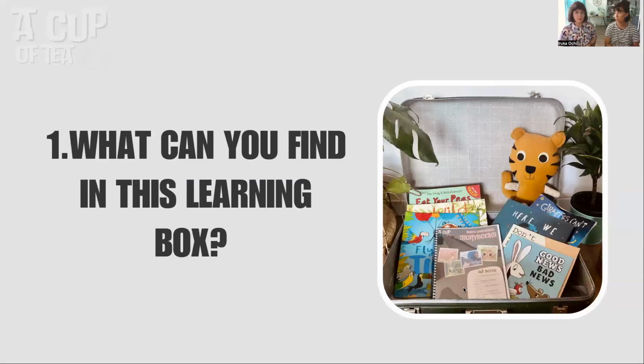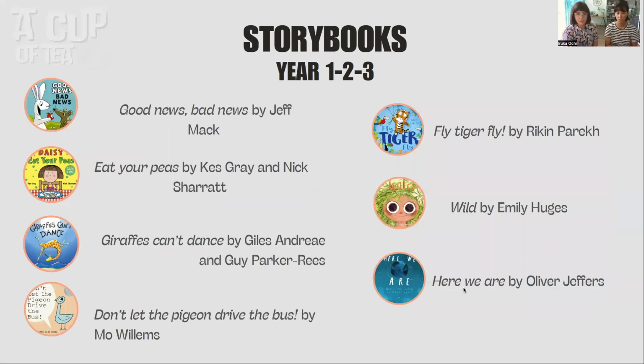What can you find in this learning box? Once you have the story box with you, you're going to see that there are 7 different storybooks, some for year 1, 2, and 3 of primary education, and then 4, 5, and 6 also in key stage 2. We have always chosen the storybooks based on an intersectional gender perspective, and also choosing stories that are close to the daily life of our students.